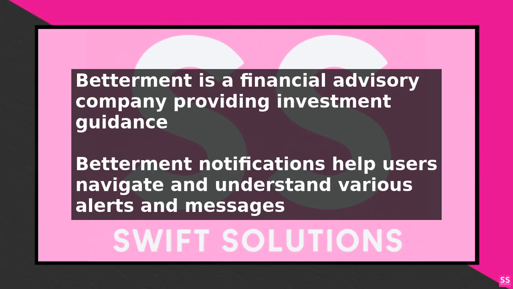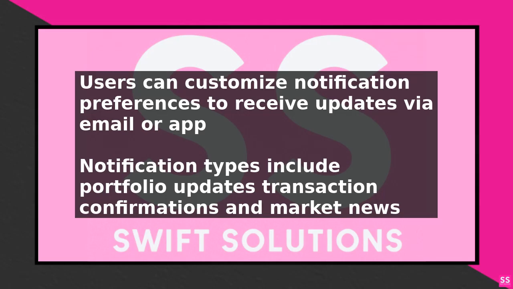The first step in utilizing Betterment notifications is to set up a Betterment account and customize notification preferences. Users can choose to receive notifications via email or within the Betterment app, and can select the types of notifications they wish to receive, such as portfolio updates, transaction confirmations, and market news.